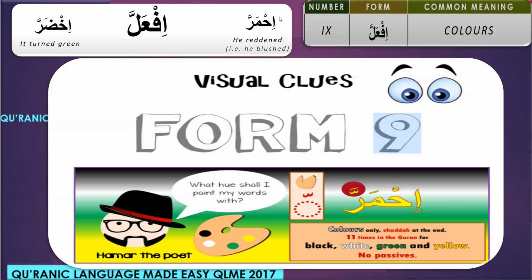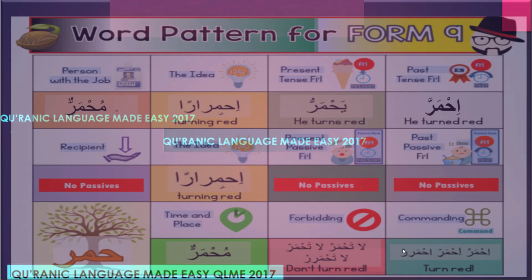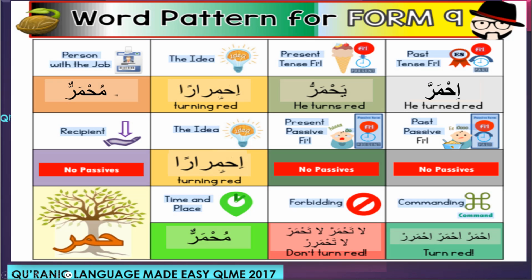And the visual clue is ihmarra. So here, this is used only for colors or body defects. Colors only, and you have a shadda at the end, and this has come 11 times in the Quran. You have colors like black, white, green, and yellow. And also there are no passives for this form. The sarf chart is ihmarra, he turned red. Yahmarru, he turns red. Ihmiraran, turning red. Muhmarrun, and there are no passives.